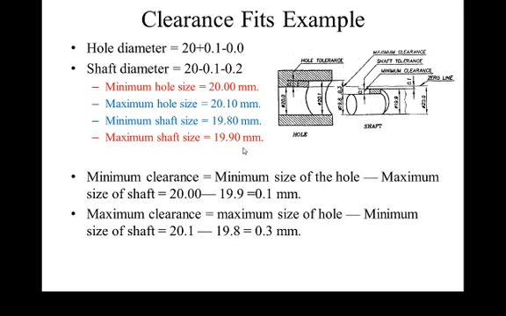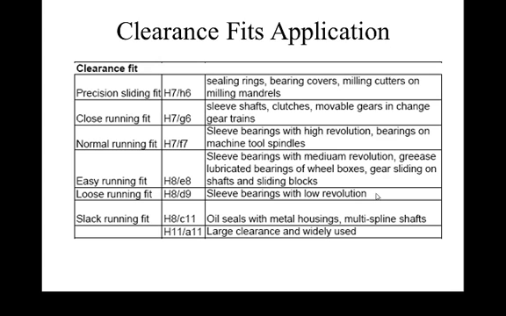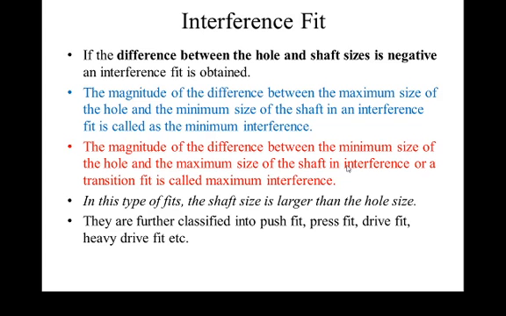Now we need to calculate the minimum clearance and maximum clearance. Minimum clearance is equal to the minimum size of hole minus the maximum size of shaft, therefore you will get 0.1, and maximum clearance is equal to the maximum size of hole minus the minimum size of shaft, and that value is 0.3. Now as both values are positive, it is definitely called a clearance fit. Now there are some standard types of fits available here.